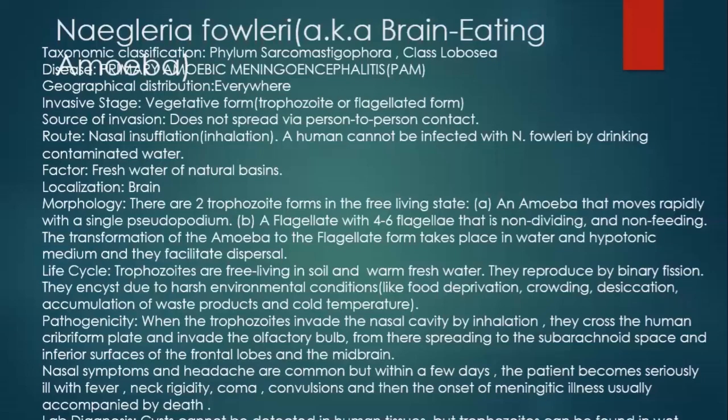Okay, the lab diagnosis, you detect the cyst in the human tissue. But the trophozoite form, you can find in wet brain tissues. Actually, you can find it in wet CSF, cerebrospinal fluid specimens, not brain tissue.